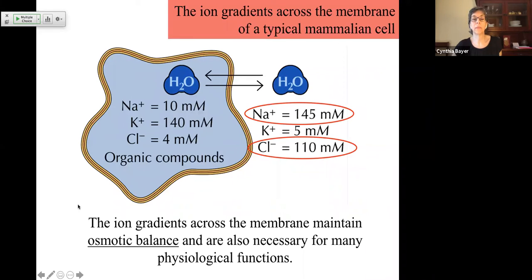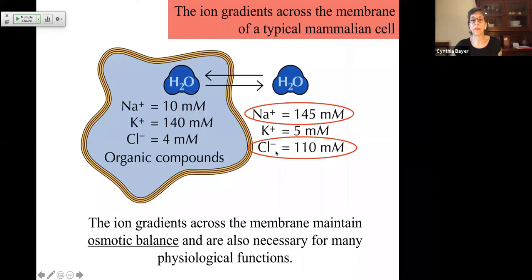We're maintaining the osmotic balance that allows a cell to maintain its equilibrium with the solution that it's floating around in. In addition, these ion gradients are essential for different types of functions of cells, not only establishing electrical currents across the cell, in the case of electrical cells that can generate electricity, like our neurons, but other types of physiologic functions.